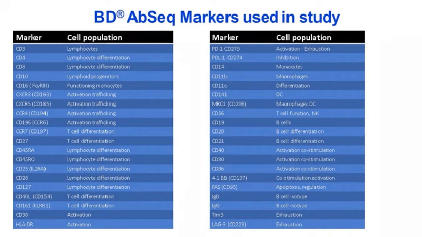The BD AbSeq markers we used in this particular experiment were a collection of 40 markers. And as you can see in this table, we chose markers keeping in mind that we were looking at the blood of humans, and therefore we looked at lymphocytes and monocytes circulating in the blood. Therefore, we selected markers that allow us to characterize lymphocytes as well as their differentiation status, whether they are active, whether they are exhausted T cells, for instance, as well as B cells. We can also look at co-inhibition and inhibitory markers such as PD-1 or TIM3.